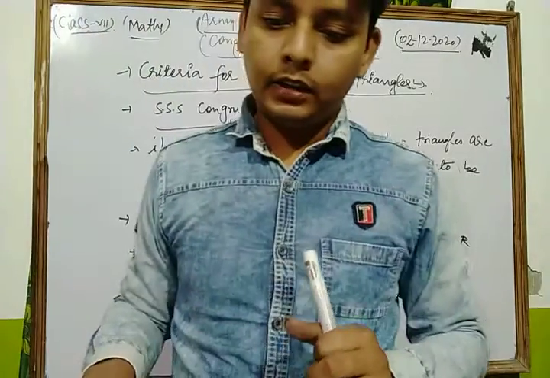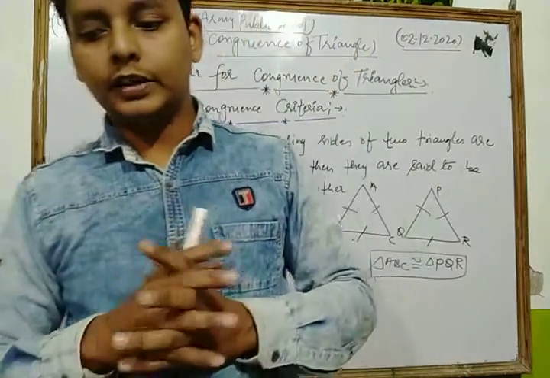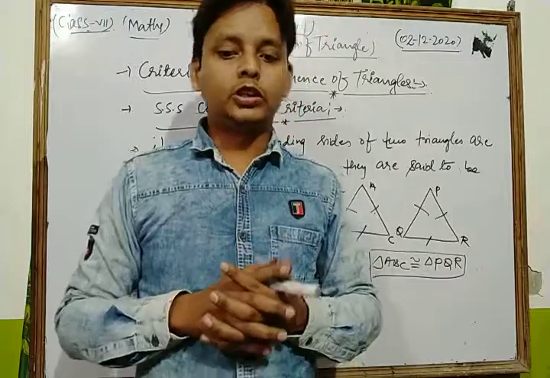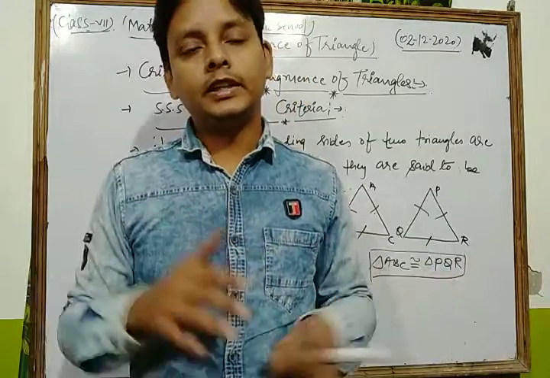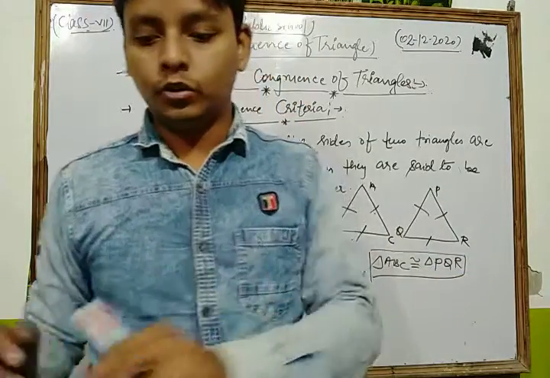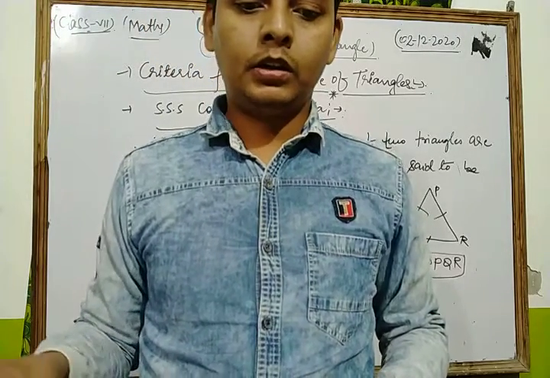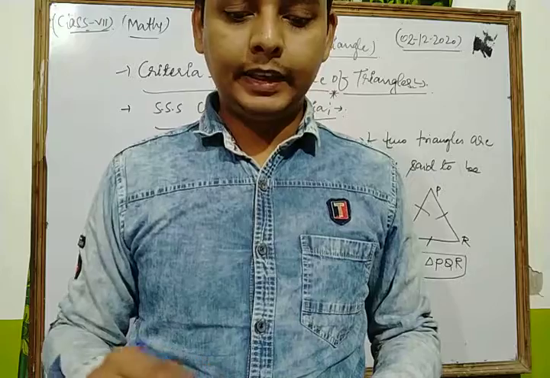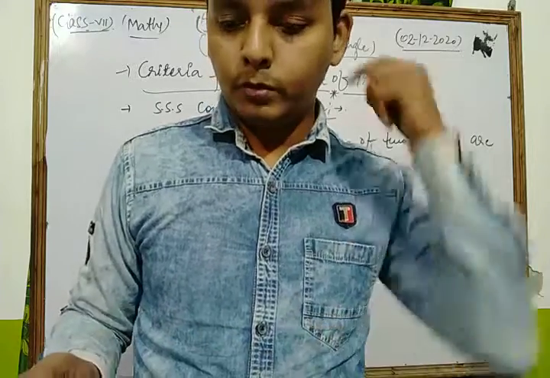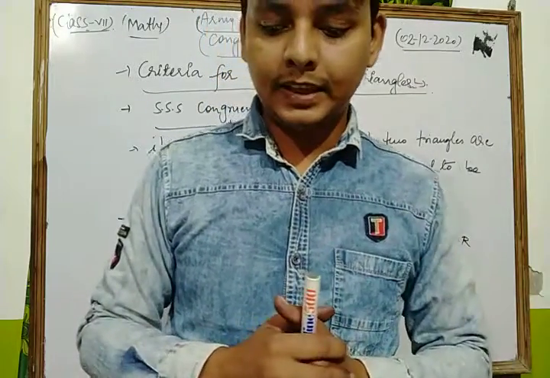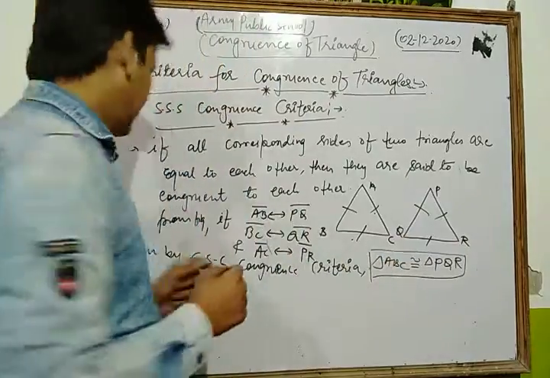If under a given correspondence the three sides of one triangle are equal to the three corresponding sides of another triangle, then in that condition both are congruent to each other. Dear student, with the help of this criterion, you can solve many questions of your NCERT exercise.